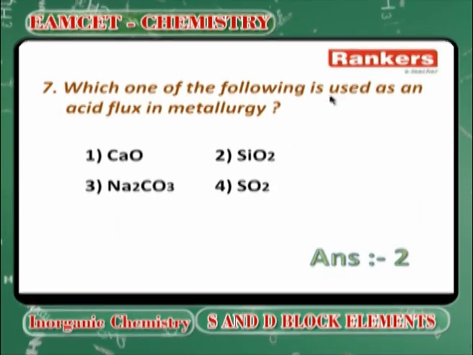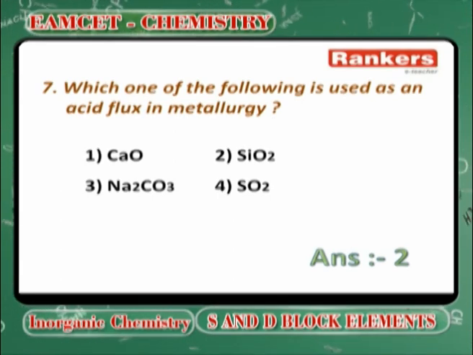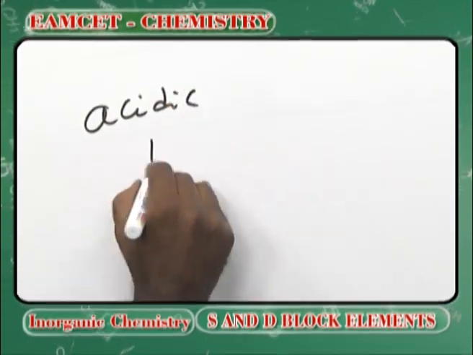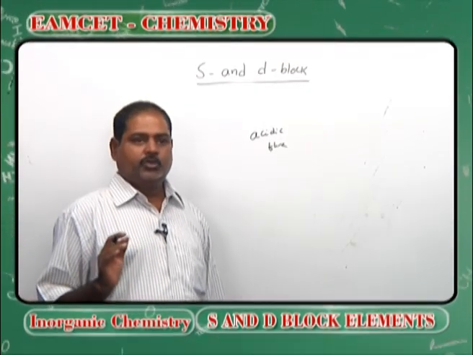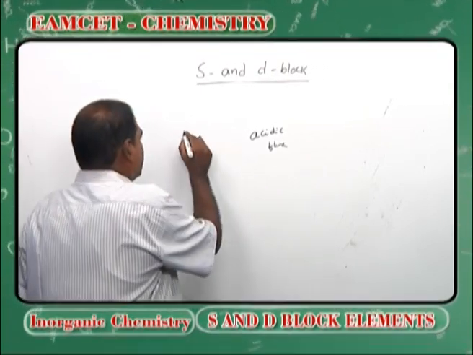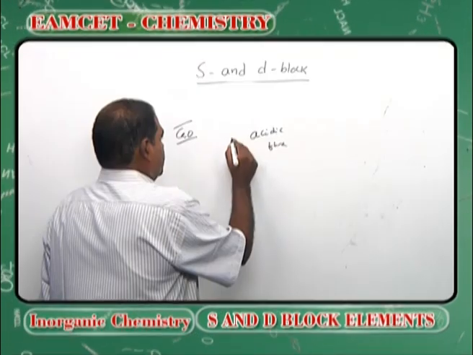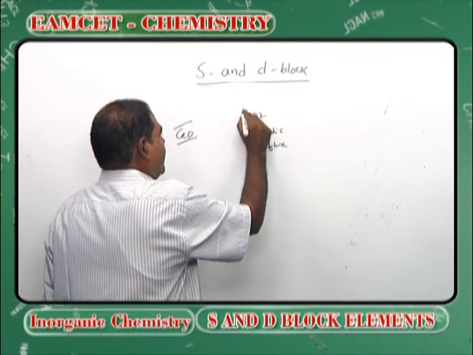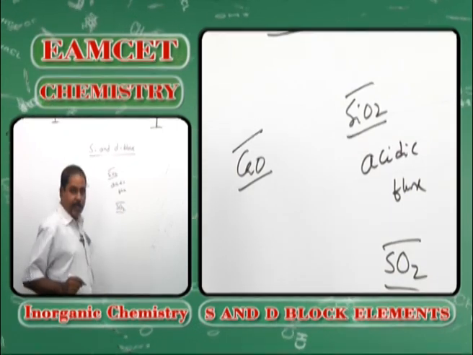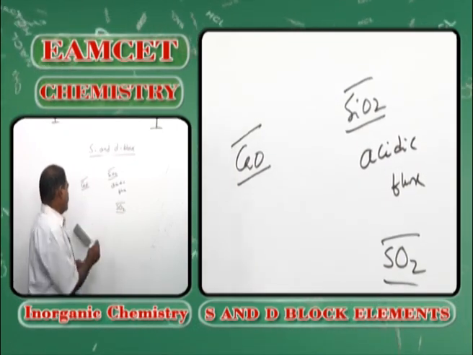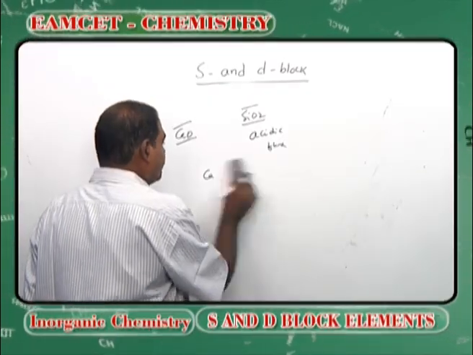Which one of the following is used as an acidic flux in metallurgy? As you know well, last one or two questions I take up as revision questions. So, it should be acidic. What about calcium oxide? Metal oxide, basic. SiO2 is acidic flux. You may get a doubt, SO2 is also acidic. I agree. But if you treat CaO plus SO2, you get CaSO3, but that may not be formed as slag.